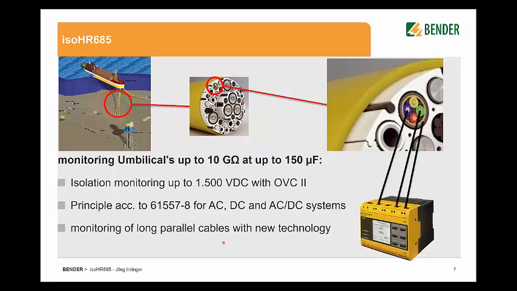Typical applications are subsea applications, monitoring umbilical cables up to 10 gigaohm and up to 150 microfarad. That was the main requirement for developing this device, the 10 gigaohm and the 150 microfarad, because today in most systems the isoHR685 is used in the normal setting at 150 microfarad. So the requirement was that it has to work like the isoHR685 but up to 10 gigaohm.